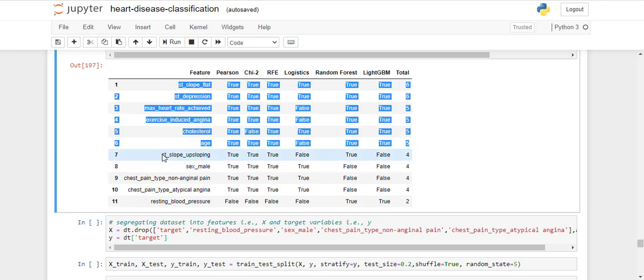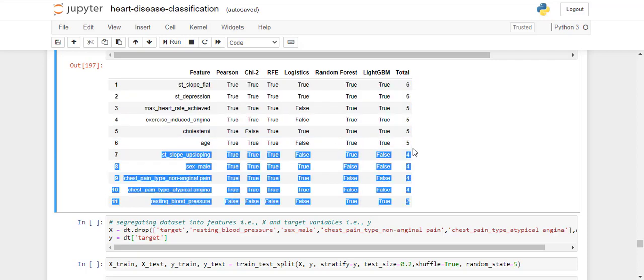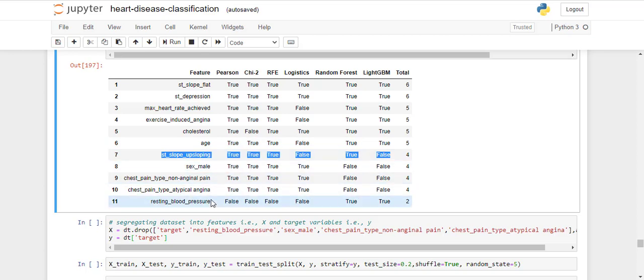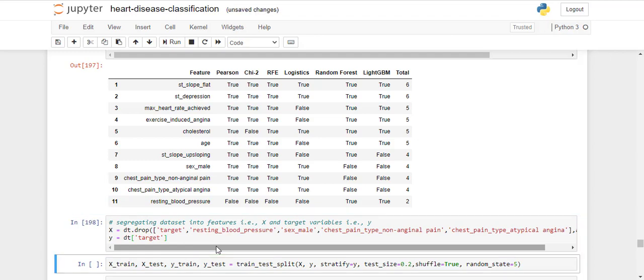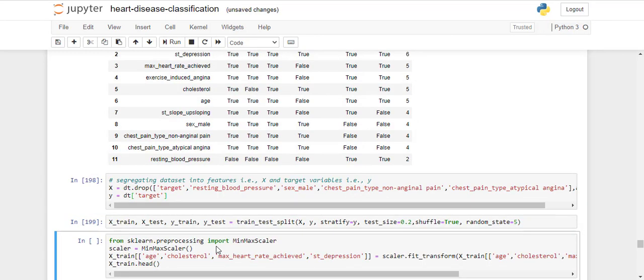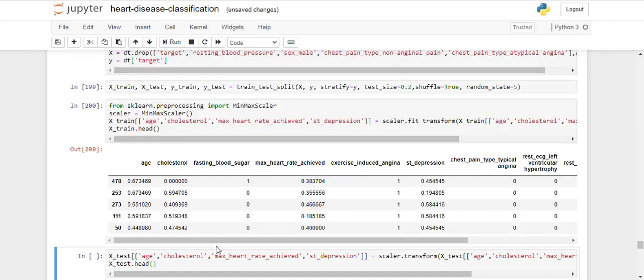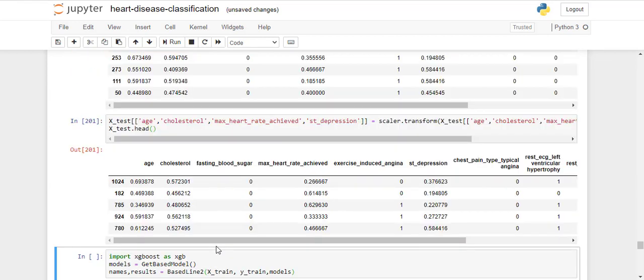And apart from that I am excluding these features. So what are the features we are dropping? Target variable from X, resting blood pressure, sex male, chest pain type atypical angina. Apart from that everything will be there in X. Next, again we are doing train test splitting, scaling. Okay, and now again we are fitting.